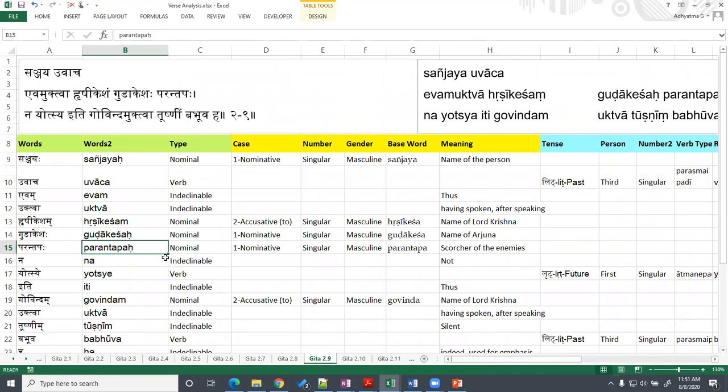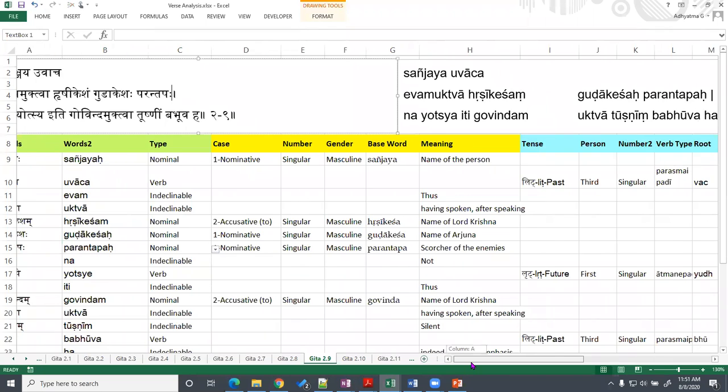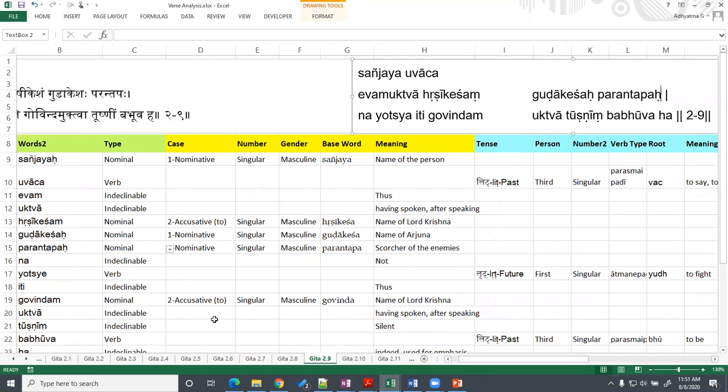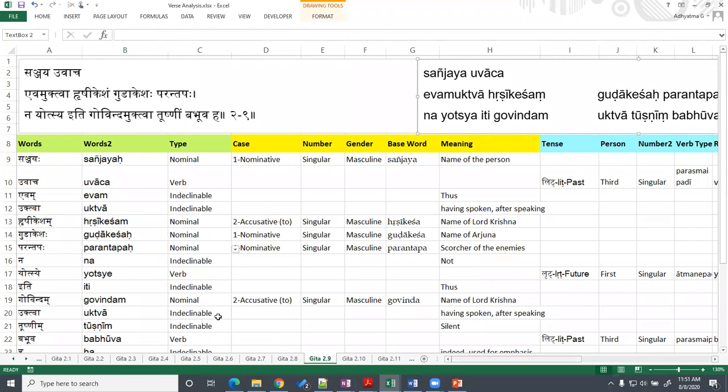You see the word here, Parantapaha. In some texts, you will find the word Parantapa, that means without the visarga. If it is Parantapa without visarga, then it is not a nominative singular. It becomes a vocative singular, and that means it is an address to Dhritarashtra. So Sanjaya is talking to Dhritarashtra, and he is telling Dhritarashtra, O Parantapa, O scorcher of enemies. So both readings are there.